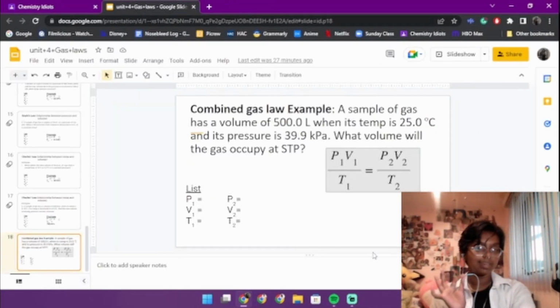Oh, that's it. So that's gas laws. Honestly, just a lot of math. Yeah, that's what I remember from gas laws.